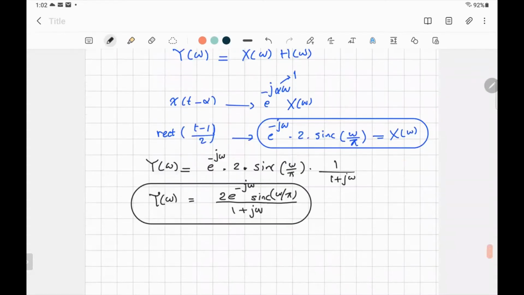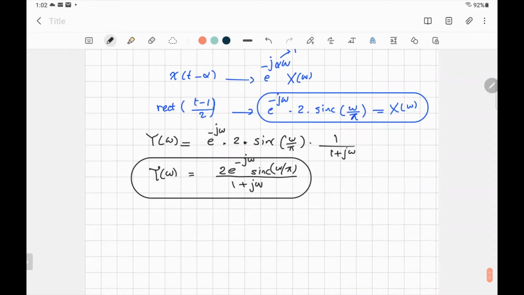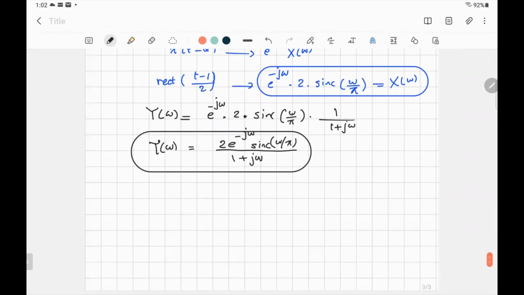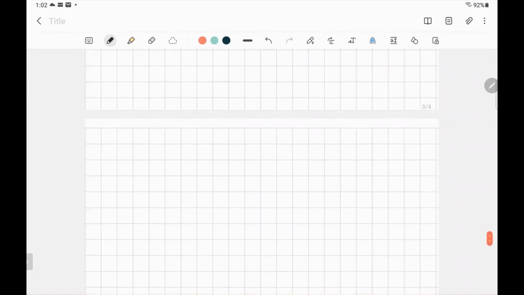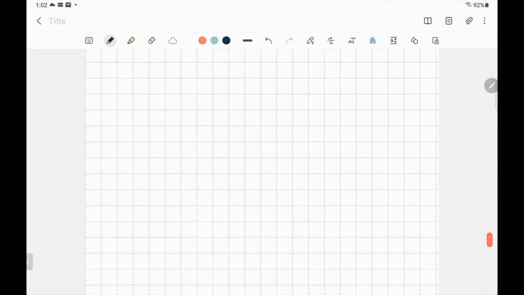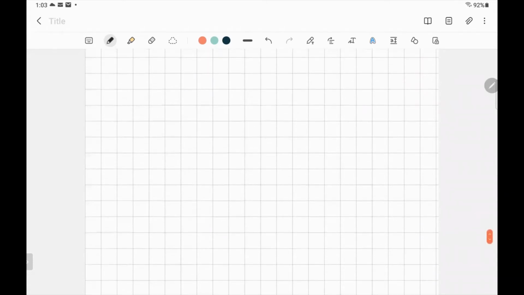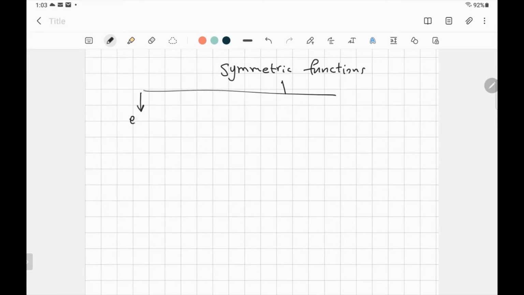I just want to mention something, not a property, but something you can take advantage of. What happens if the function is even or odd? Of course, you can simplify it like we did in the Fourier series. Don't worry, if you look at the formula sheet, you find everything is there. So what happens when you have a symmetric function? Maybe you have an even function, and maybe you have an odd function.